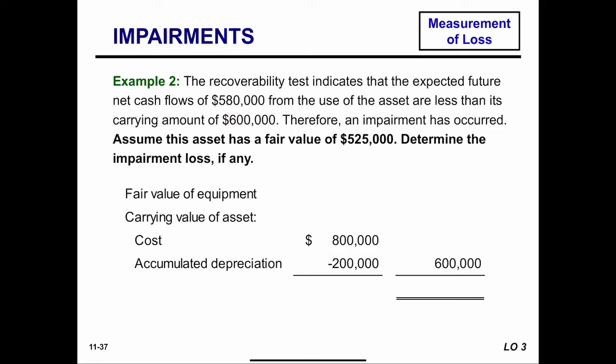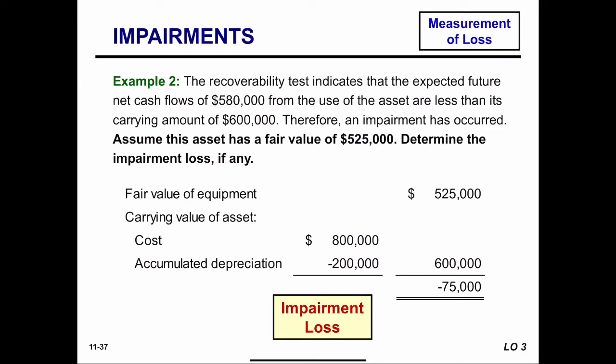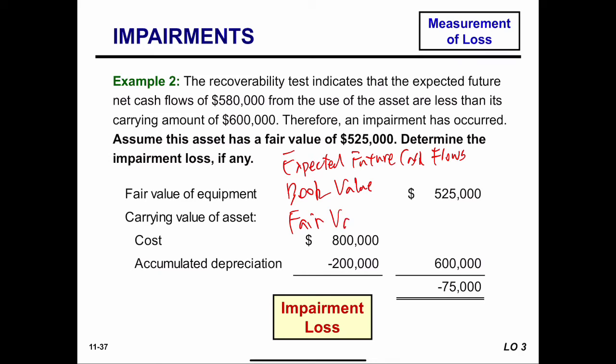The book value is 600. The fair value is given as 525. So the impairment is $75,000. Keep in mind, we have a total of 3 values available. One is the expected future cash flow. This is cash flow specifically generated from these assets. The next one is book value, or the carrying amount of the assets. Then the fair value. The first two we use for the recoverability test.